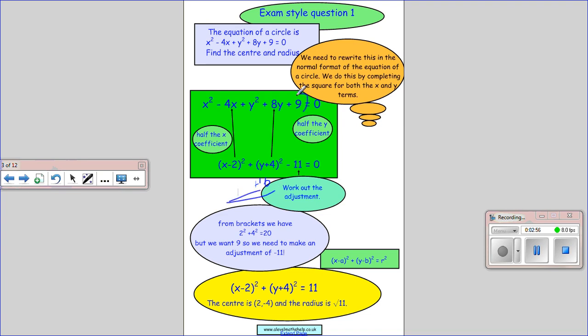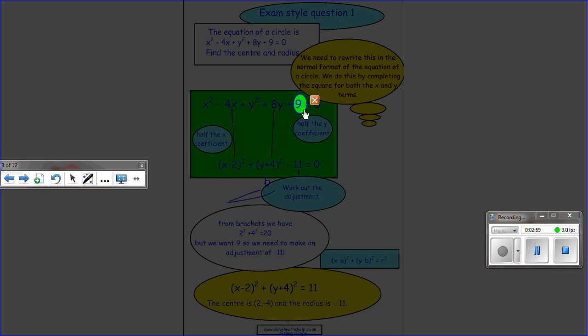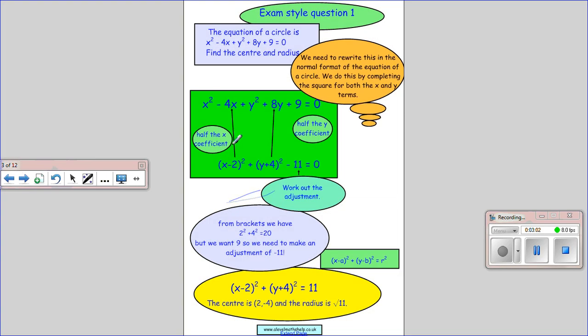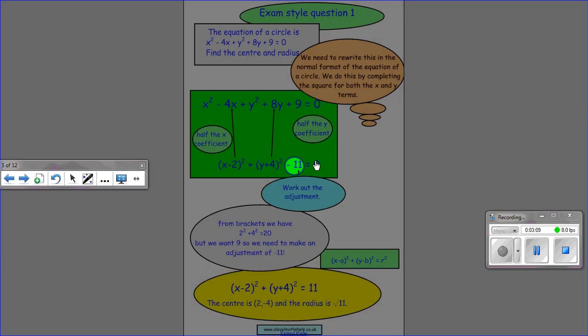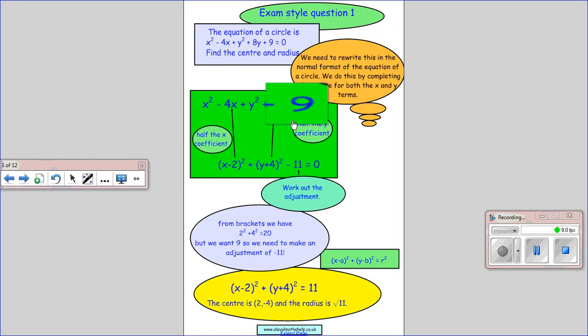And what do we want? We want 9. So we have to make an adjustment to get us back down to 9. If this is 20, and I take away my adjustment of minus 11, I get left with 9, and 9 was what we wanted. So once we've done this and rearranged it like that, we have the equation that we want.